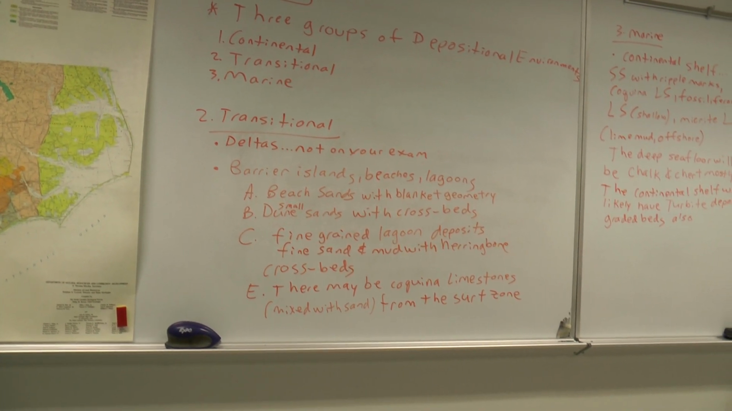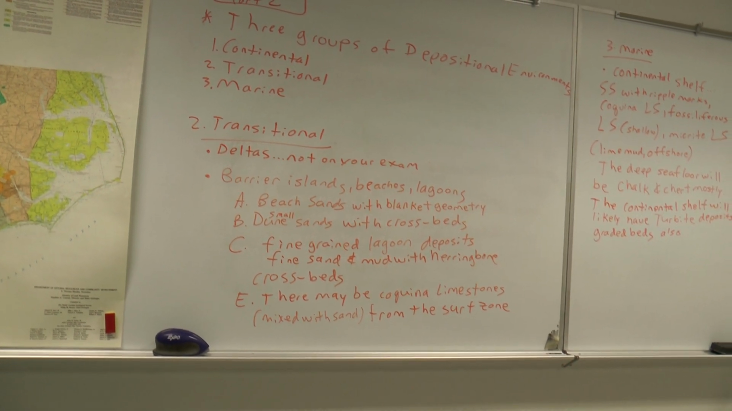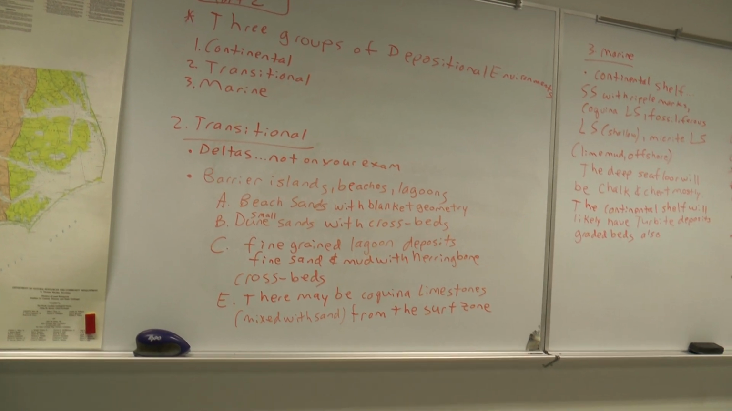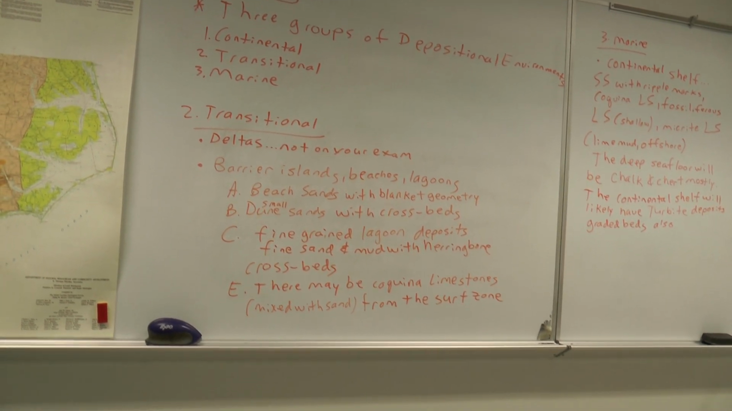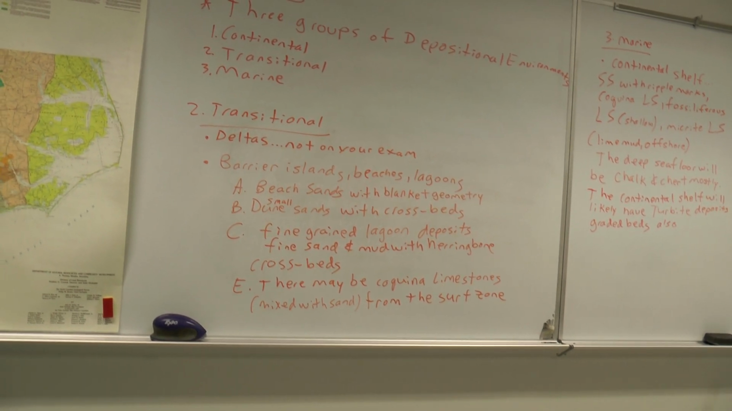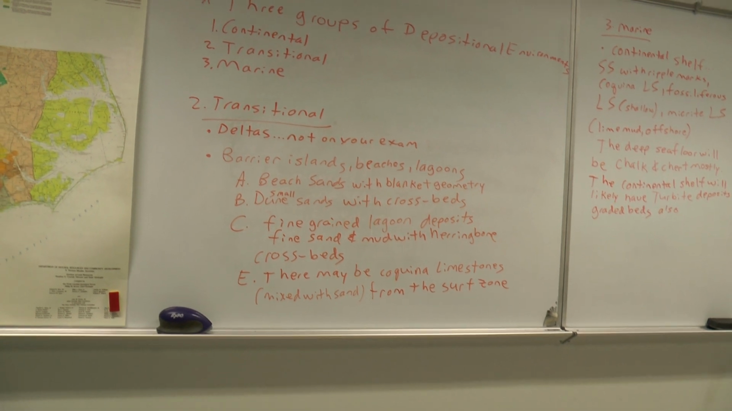Fine-grained lagoon deposits, which would include fine sand, but maybe some silt and clay, in other words, mud, with perhaps herringbone crossbeds. Those of you in lab, Dr. Farley may discuss herringbone crossbeds. They're basically really tiny crossbeds. I'm not going to draw them. What else might you find?